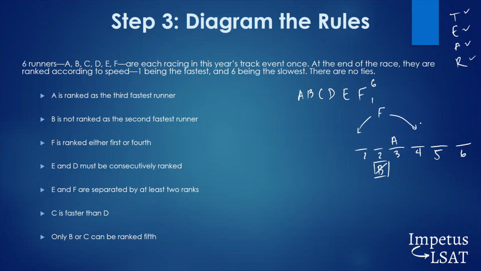Next up, we have E and D must be consecutively ranked. Does anyone want to give this one a try? What would that look like? You're right next to each other, whether E is before or D, it's just right next to each other. Okay, so just to make sure I understand correctly, is it looking like this, ED? Is there anything I should add here? Yeah, a switch on the top between E and D. We don't know which one comes first or second.